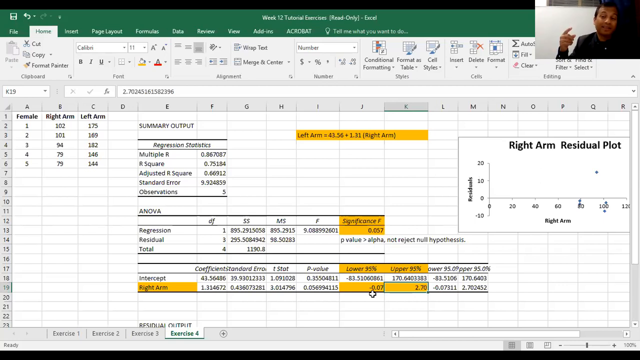This is the logical interpretation. It has to come to your mind. So is this a valid prediction? No. The reason is that the p-value is greater than alpha.